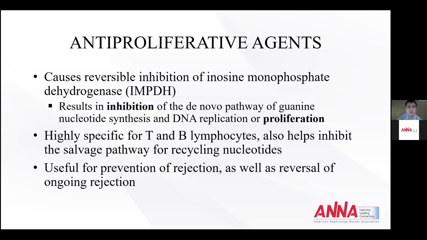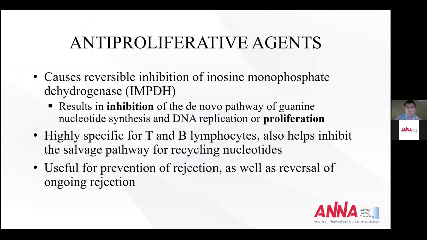Anti-proliferative agents cause reversible inhibition of inosine monophosphate dehydrogenase, IMPDH for short. This results in inhibition of the de novo pathway of guanine nucleotide synthesis and DNA replication. I also say it blocks proliferation inside the cell via blocking DNA or RNA replication. It is highly specific, which is nice for T and B lymphocytes.